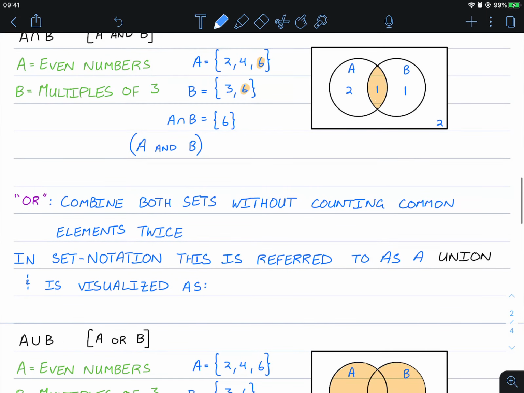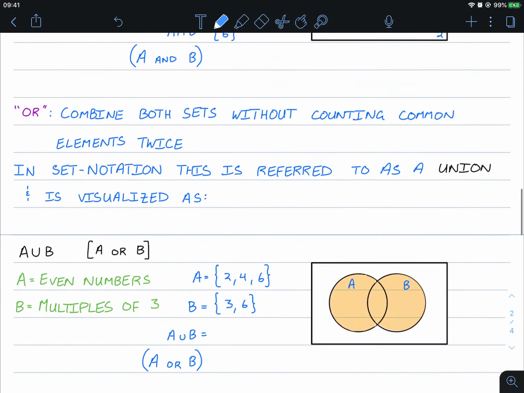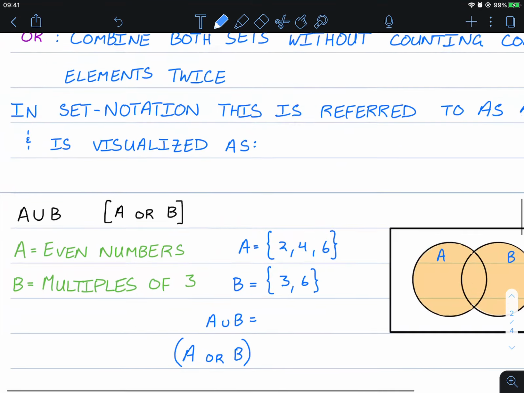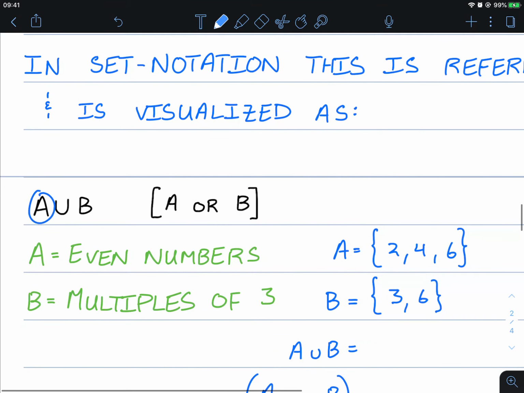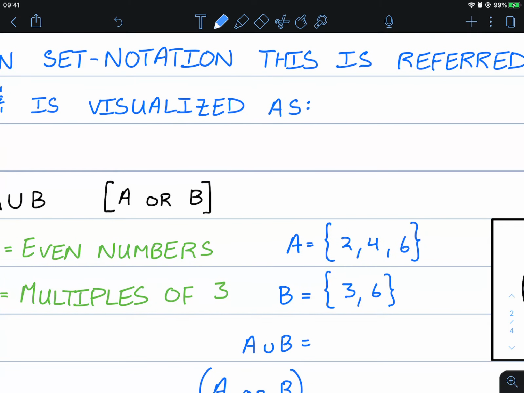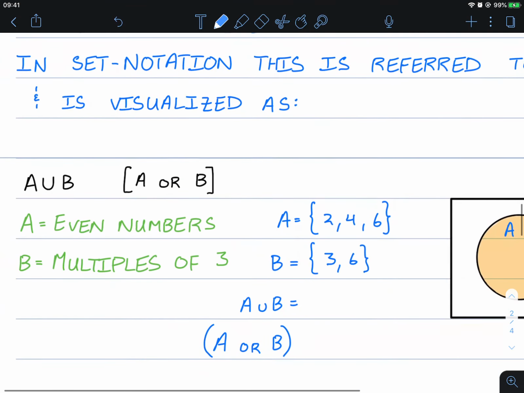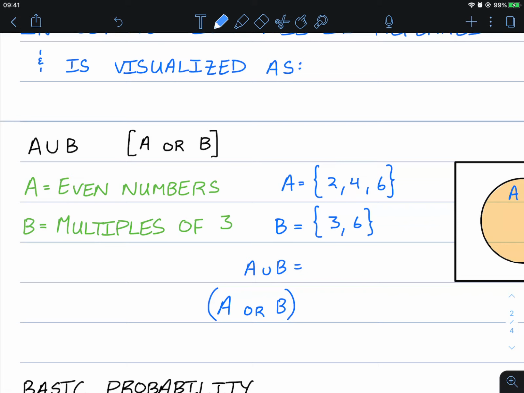The OR condition. The OR condition means to combine both sets without counting common elements twice. In set notation, this is referred to as a union and is visualized as follows. So A union B, written as A or B. So for example, same numbers as before.